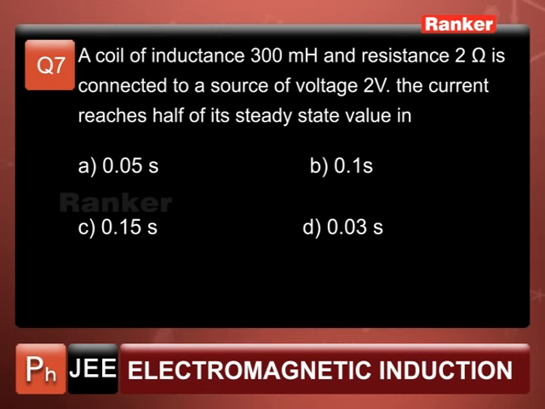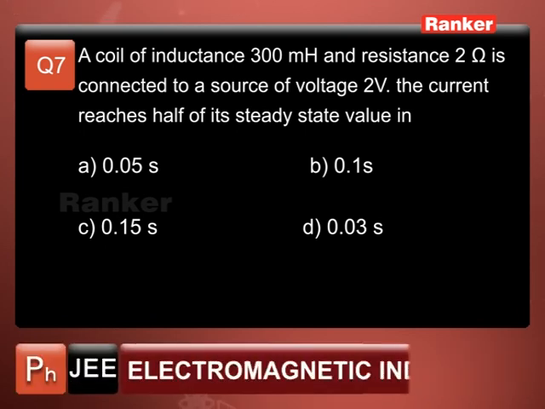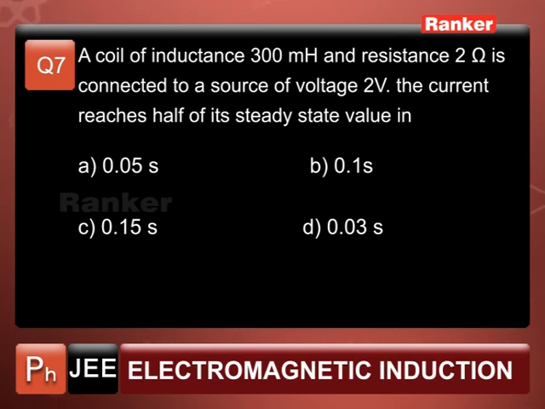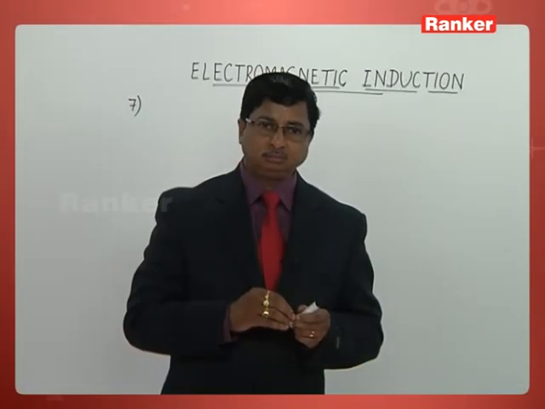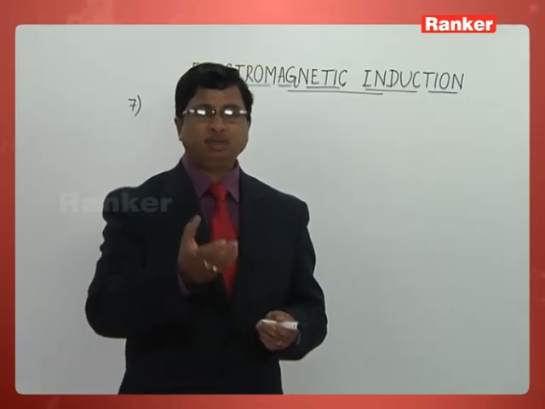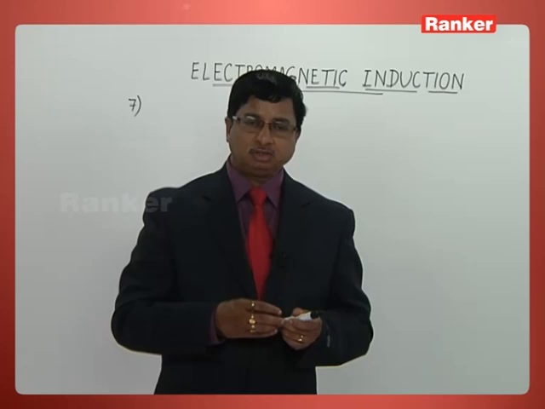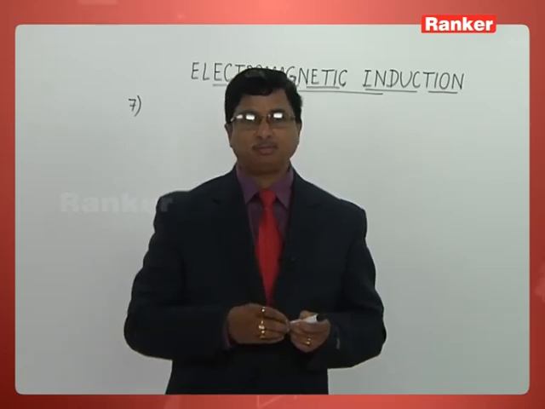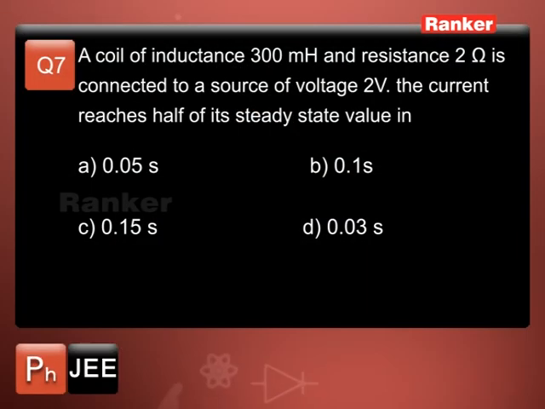Now his question is, the current reaches half of its steady state value in what time? How much time does it take to reach half of its steady state value? Half of its steady state value means half of the peak value. That's what he is actually talking about. He is giving us 4 options once again.